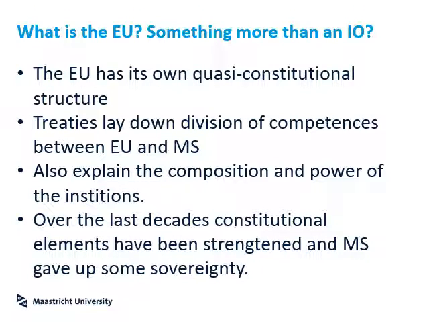Another indicator that the EU is something more than just an international organization is the fact that the EU has its own quasi-constitutional structure. So the treaties very much mirror what you would normally see in the constitution of a state. They lay down a division of competences between the EU and the member states, and this is comparable to what you see in federations, where the constitution will lay down which competences lie with the federal government and which with the states. Similarly, the treaties explain the composition and power of the institutions, which is similar to a constitution that lists the powers of parliament, government, the judiciary, and so on.